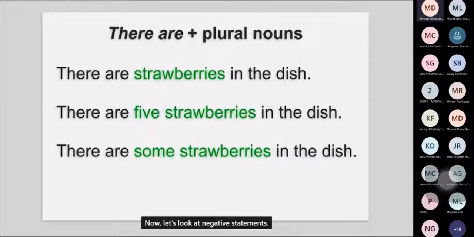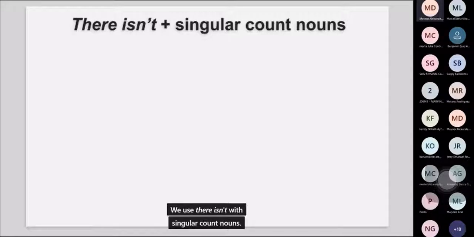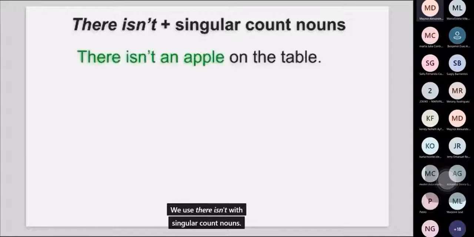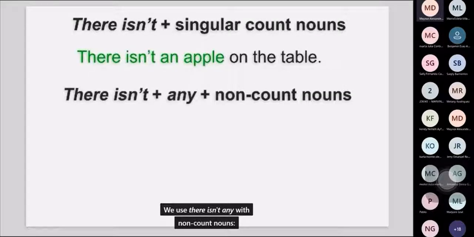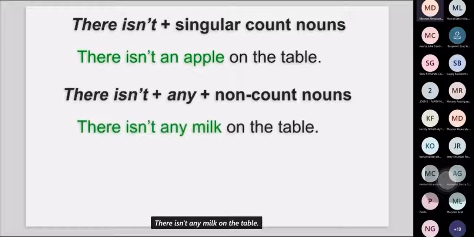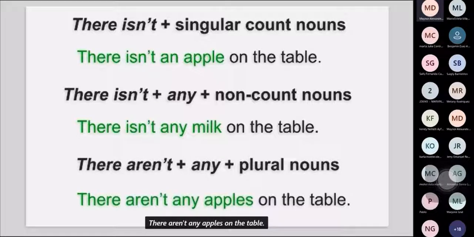Now, let's look at negative statements. We use there isn't with singular count nouns. There isn't an apple on the table. We use there isn't any with non-count nouns. There isn't any milk on the table. We use there aren't any with plural nouns. There aren't any apples on the table.